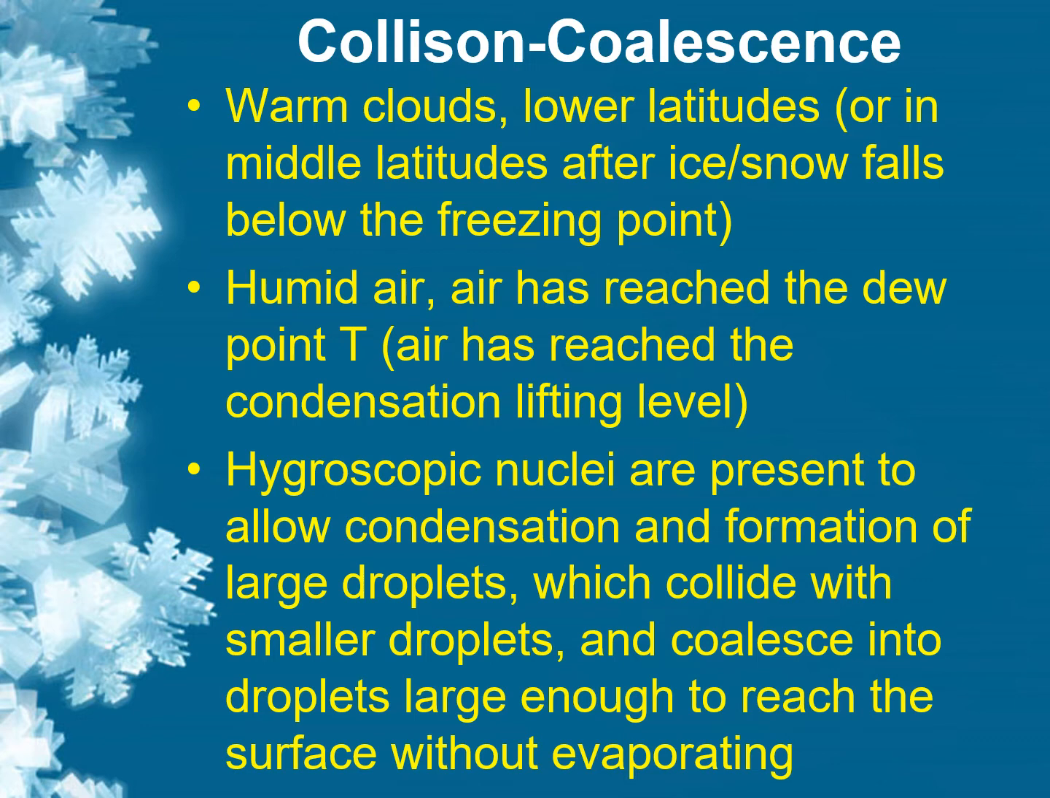Okay, so what happens in the case of the warm cloud precipitation? Humid air, the air has reached the dew point temperature, so the air has reached the lifting condensation level as far as lifting mechanisms go. You need hygroscopic nuclei present to allow condensation and the formation of large droplets. And so these droplets can then collide with smaller droplets, and remember that water has surface tension, and then they coalesce into droplets that are large enough that they can fall and hit the surface without evaporation.